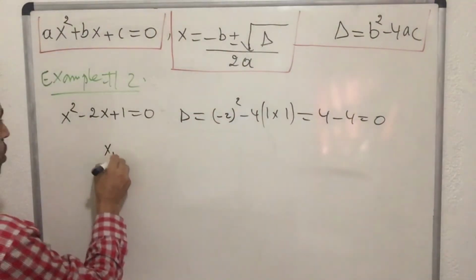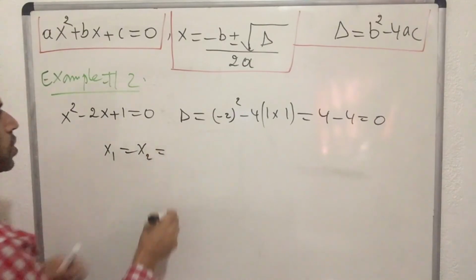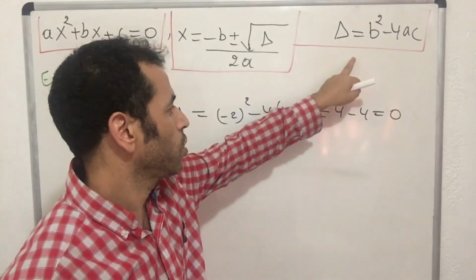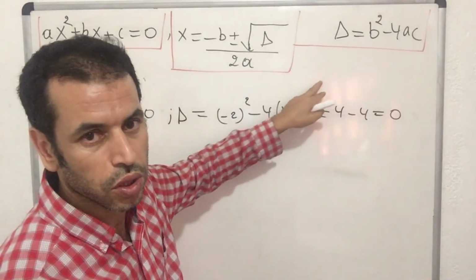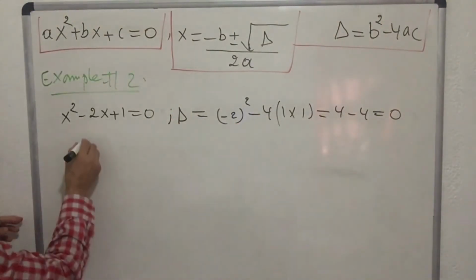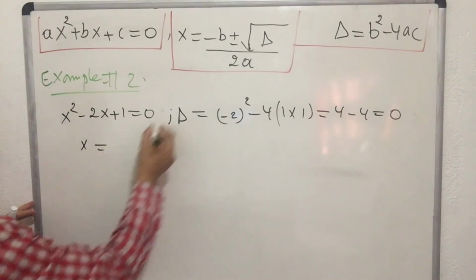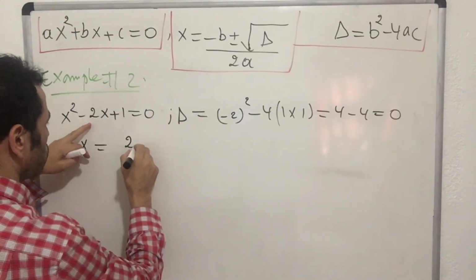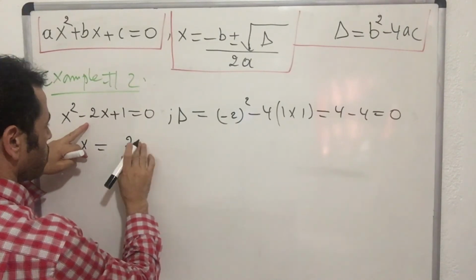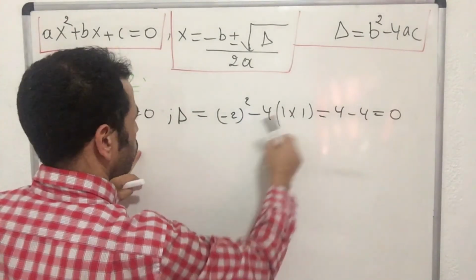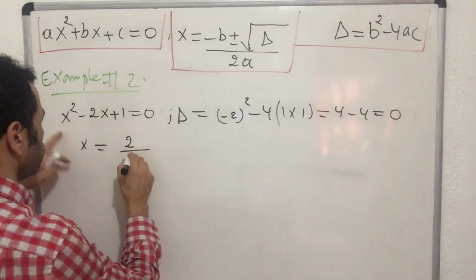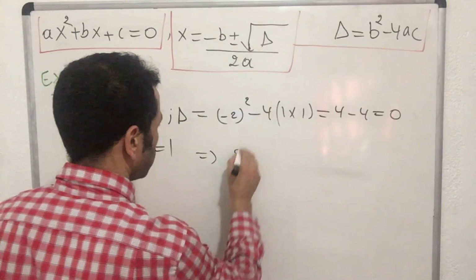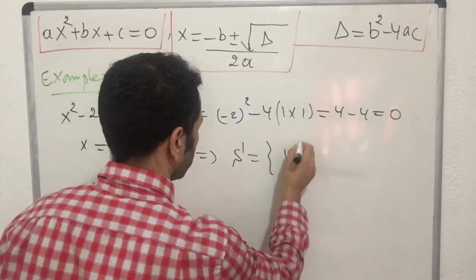So x1 equals x2 equals minus b over 2a. Since delta equals 0, we have only one solution in this case. So x equals minus b, which is 2, plus the square root of delta, which is 0, over 2a. 2a is 2. So now we have only one solution, S equals 1.